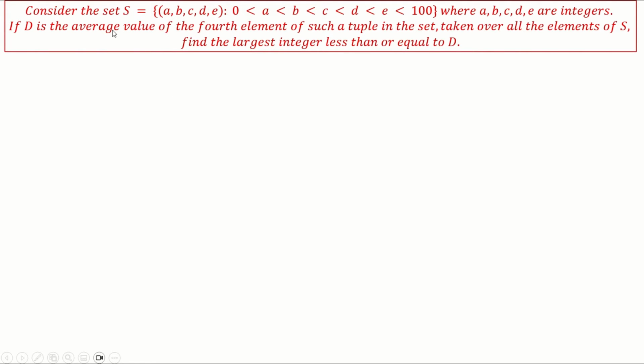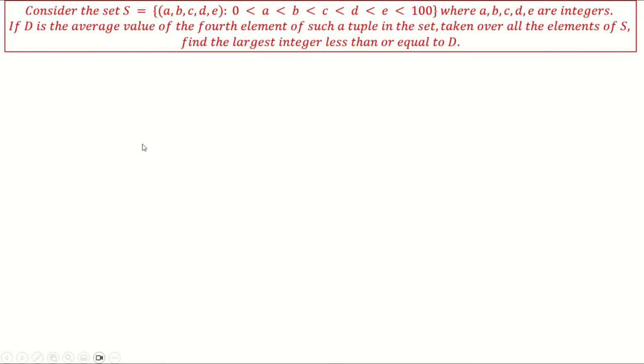Next, consider set S equal to A, B, C, D, E, where A, B, C, D, E are between 0 and 100 and in increasing order. And D is the average value of the fourth element of such a tuple taken over all the elements of S. Find the largest integer less than or equal to D. So we are trying to write numbers A, B, C, D, E with the condition that they are in increasing order, basically integer values. So you need to take the average of D over all elements of S.